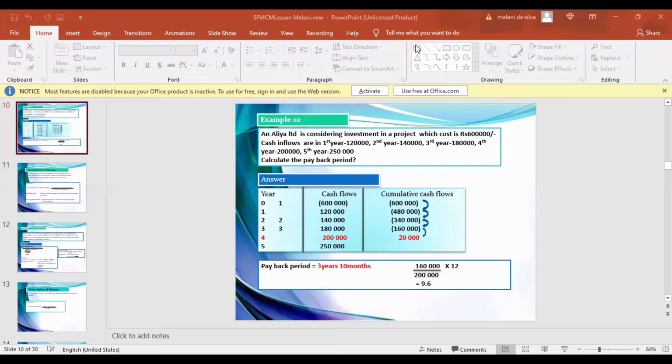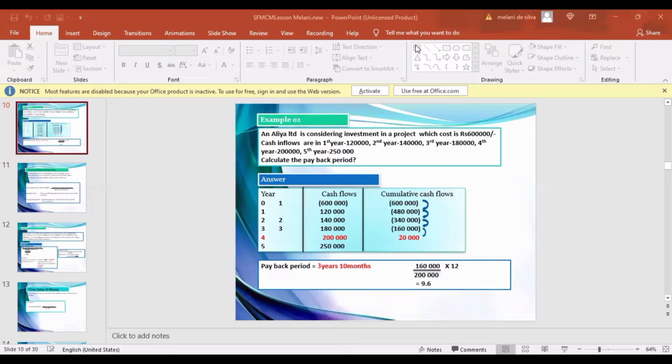How to do it? Firstly, the company invested minus 6 lakhs in year 0. That means we have to cover the minus 6 lakhs over these years. Firstly, minus 6 lakhs plus positive 120,000. The answer becomes 480,000 minus. Likewise, we have to do this process step by step until we reach the positive value. According to this question, we reach the positive value in the fourth year.